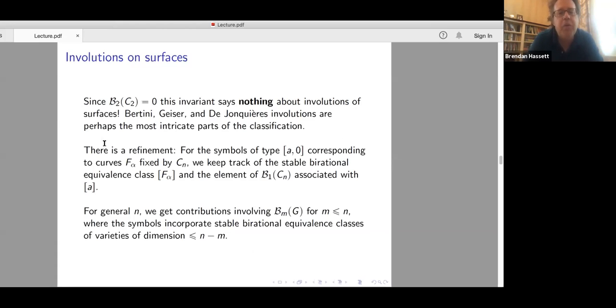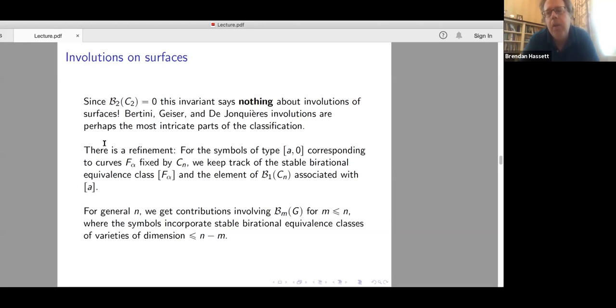And my training as a graduate student is you always take whatever machine that you want and apply it in the most classical and interesting examples. And so these would be things like Bertini and Geiser and de Jonquières involutions, and you get nothing in those cases. And so that is maybe a little discouraging, but I want to point out that there are things that you can do to refine these invariants that actually do allow you to get information in these cases.